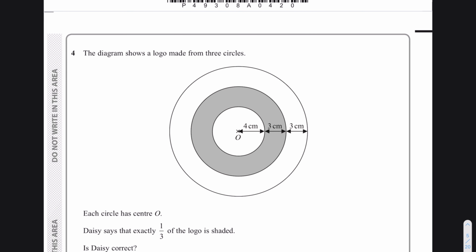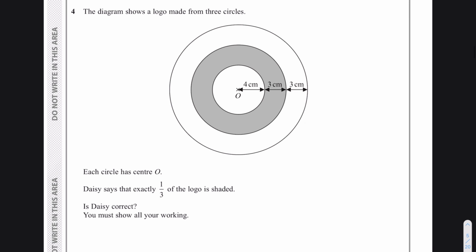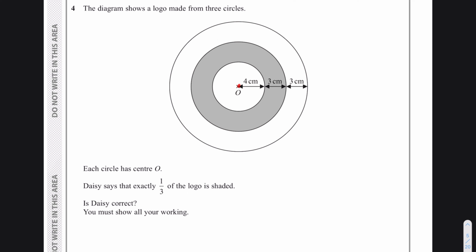So the diagram shows a logo made from 3 circles. So that's 1 circle, 2 circles, and then the third outer circle. And then it says each circle has center O, so that's the center of each one. And then it says Daisy says that exactly a third of the logo is shaded. So this ring right here, that's the shaded region. And then it says, is Daisy correct? And we must show our reasoning as to why she's correct or why she's incorrect.